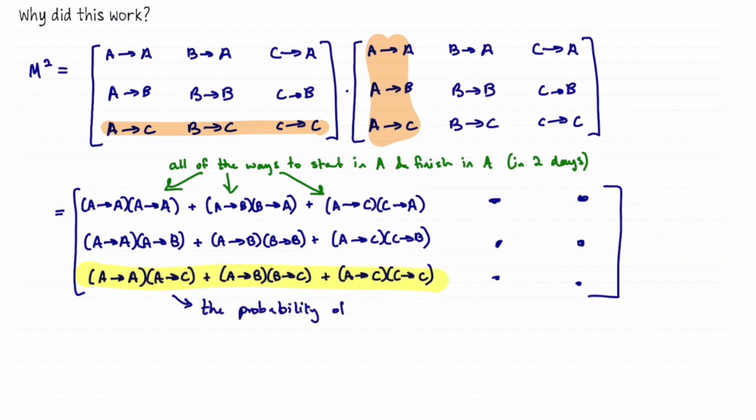This sum gives us the probability of starting in A and finishing in C in 2 days' time. You can think about what it would look like if we did m cubed. What would you expect it to look like? And then you could actually do the product to verify that the way the probabilities are added together matches your expectation. Or you could think about it as m squared times m. What would happen if we took this matrix and multiplied it again by m? How would that represent shuffling these items around between these three bins?